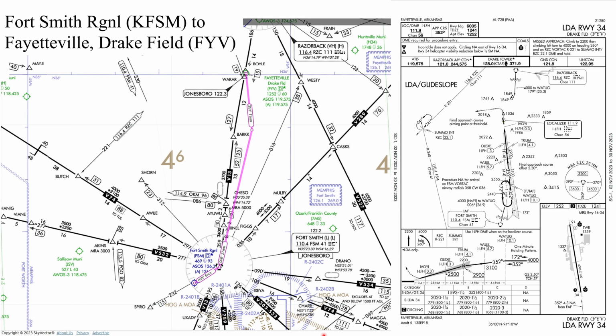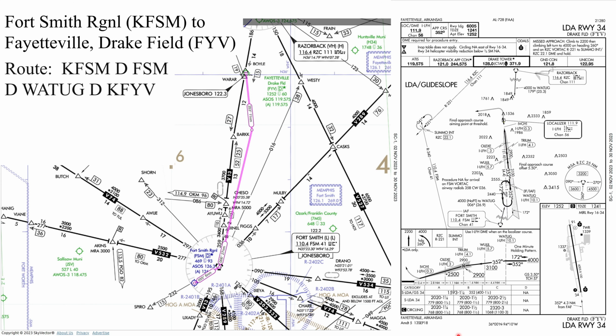After departing Fort Smith Airport, we'll navigate direct to Fort Smith VOR, which serves as an initial approach fix for the approach. We'll then fly the 006-degree radial off the Fort Smith VOR to intercept the LDA course at Watug intersection and continue in on the approach from there.